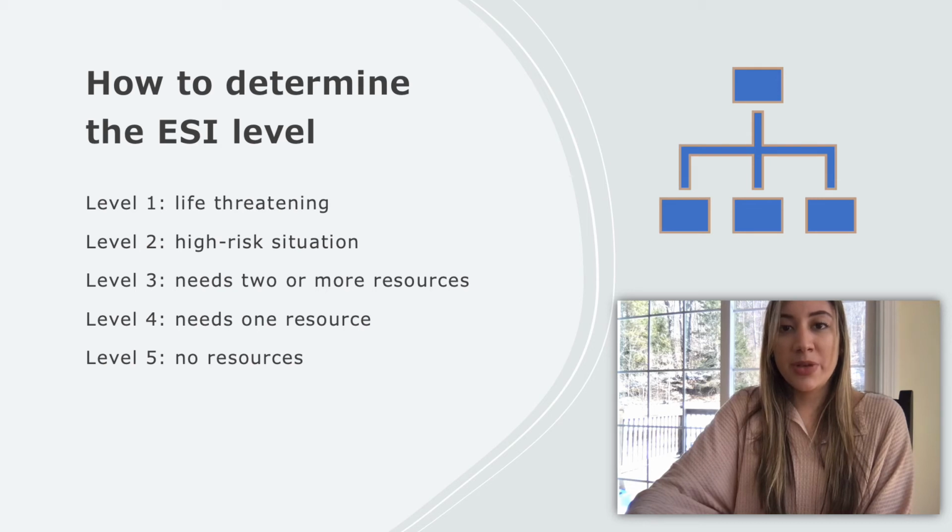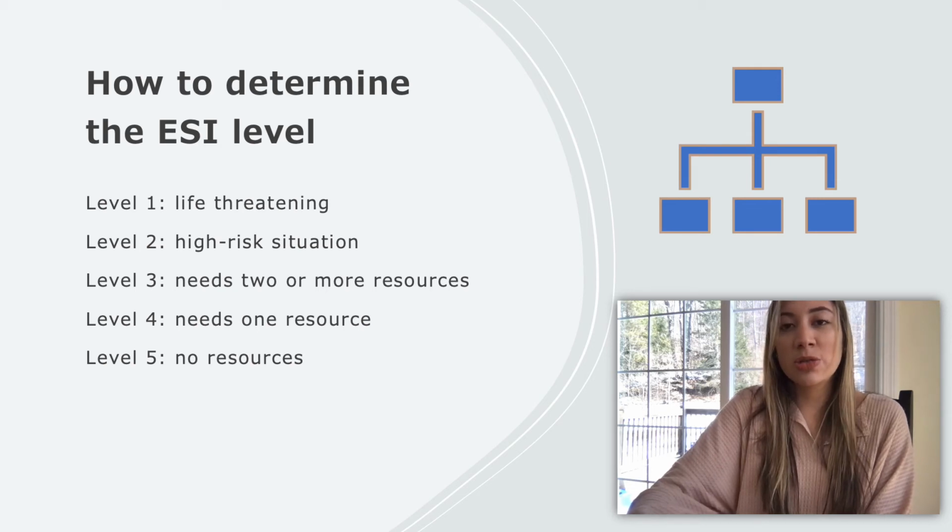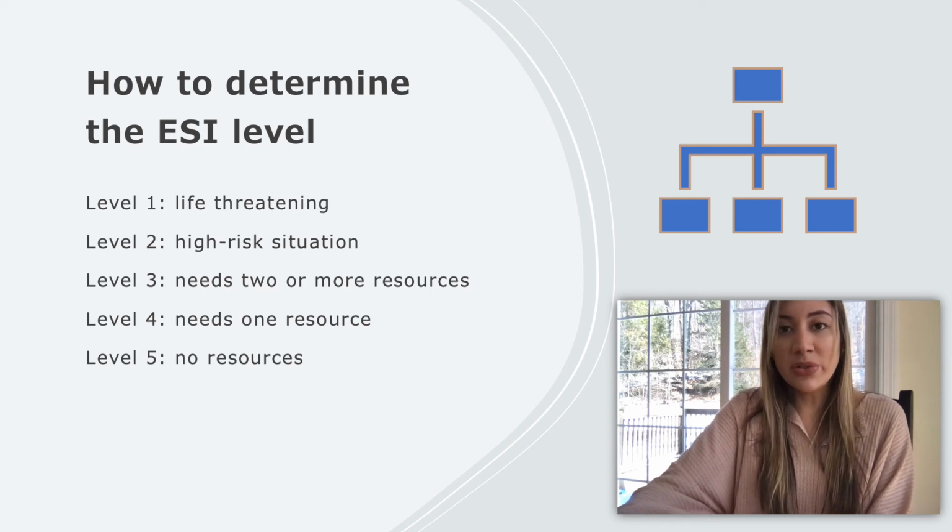Level 3 means a patient needs 2 or more resources. So this could be abdominal pains, flank pains, nausea and vomiting. All these patients will need labs, they will need urines, maybe even a CAT scan or an ultrasound to see if there's a kidney stone with that flank pain, and also IV fluids and IV meds to help control their symptoms.